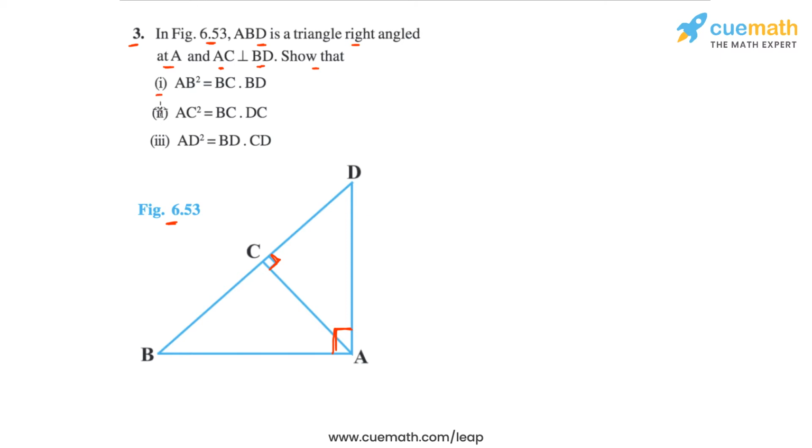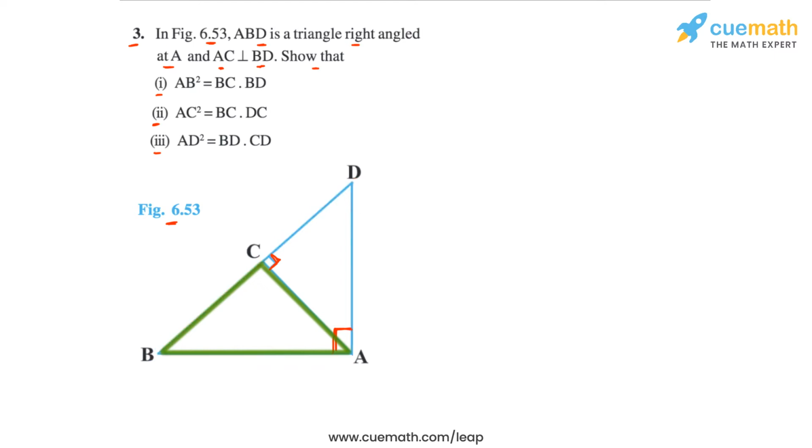AB square is equal to BC into BD, AC square is equal to BC into DC, and AD square is BD into CD. These parts can be shown easily by considering the similarity between various triangles involved in the figure. For the first part, we will use the fact that triangle ABD, this whole triangle, is similar to triangle CBA, this smaller triangle inside the big triangle.